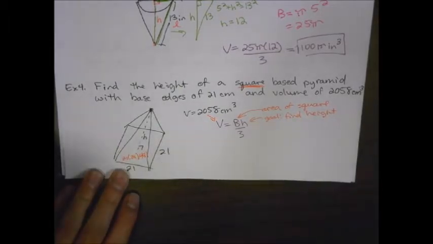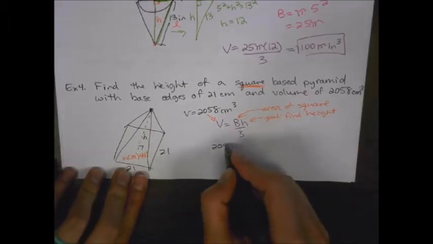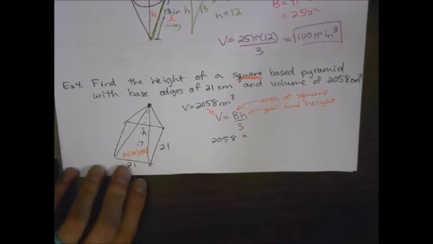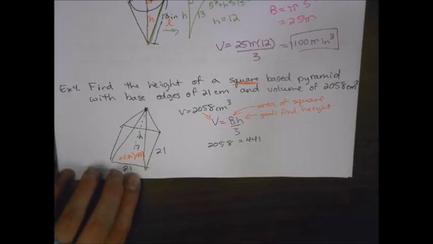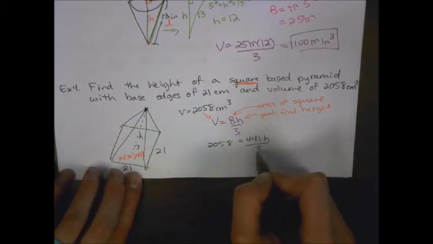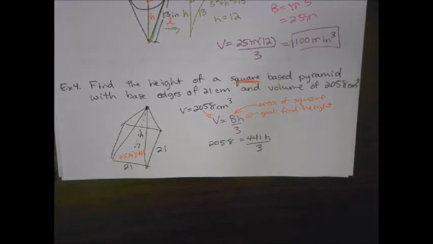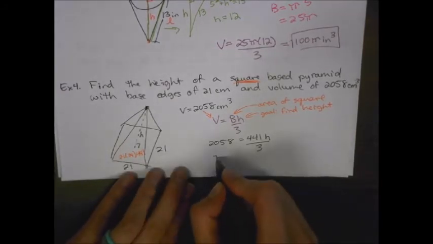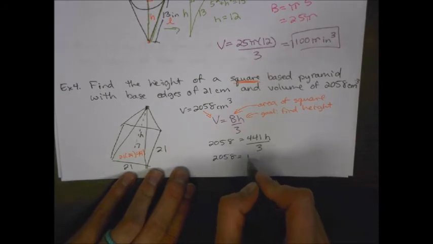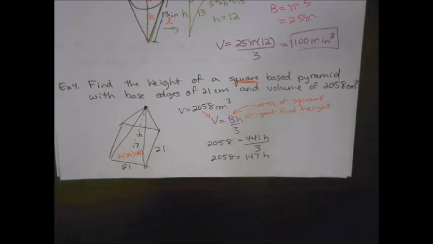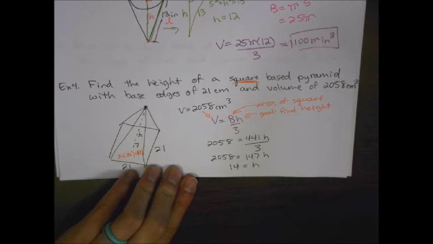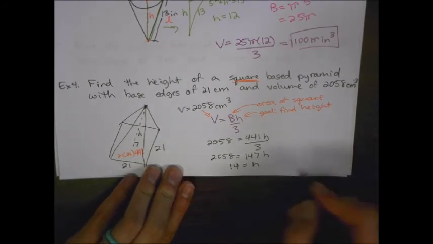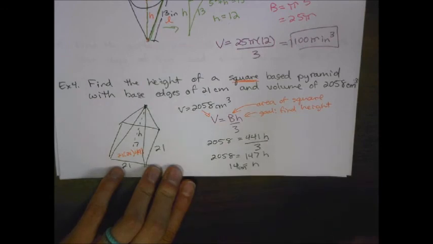Let's plug everything in. Volume is 2058. Area of my base is 441 times the height divided by 3. 441 divided by 3, 147. And when I divide by 147, I get h equals 14. So our answer is 14 centimeters.